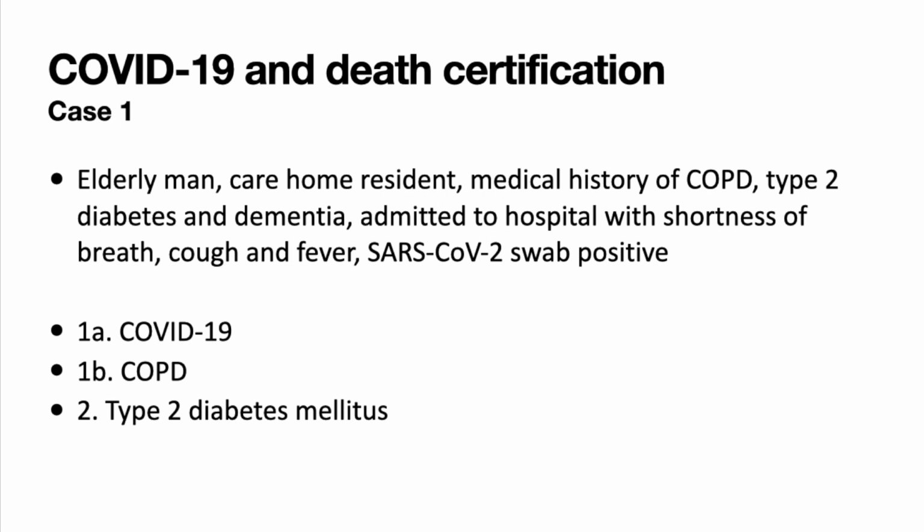A reasonable death certificate would be 1A COVID-19, 1B COPD, obviously spelt out in full rather than abbreviated, and type 2 diabetes mellitus as a contributory factor. So there it's really important that the underlying comorbidities are recognised and reflected on the death certificate. And you might also want to include dementia in Part 2 as a contributory factor.